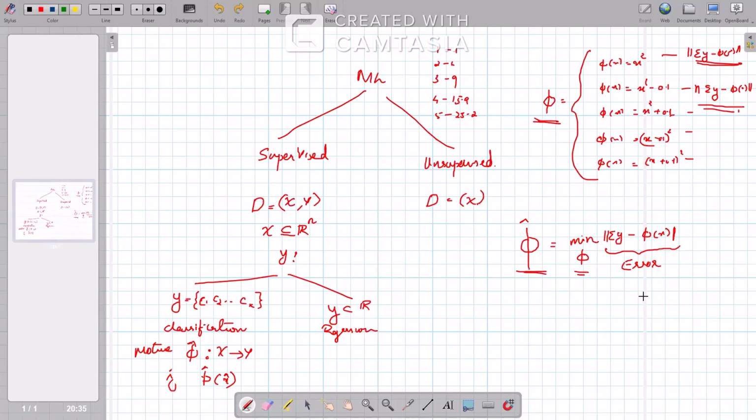In the case of classification, this y will be the actual class value, and this phi of x will be the predicted class value. So one sample can be like y and phi of x.